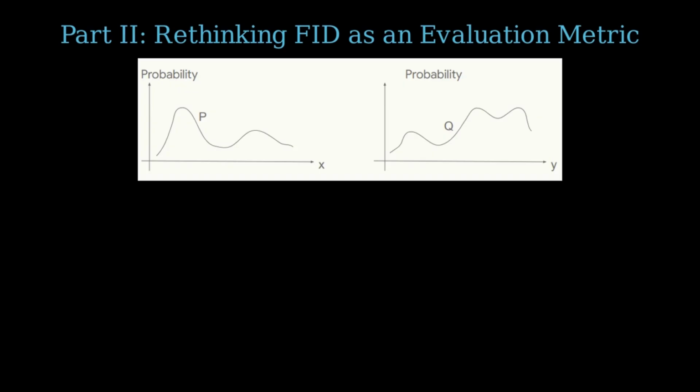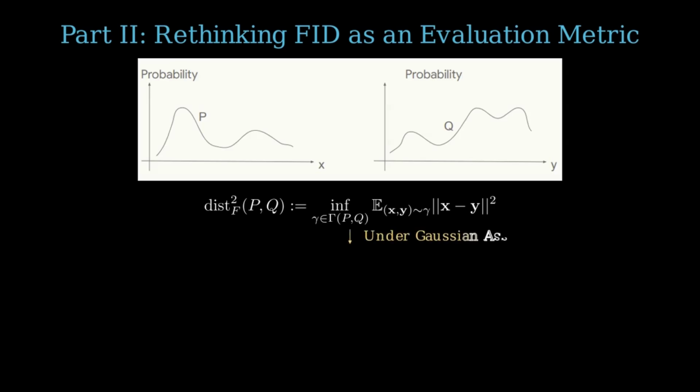At its core, evaluating a generative model is about comparing two probability distributions: the distribution of generated images, which we'll call P, and the distribution of real images, Q. Mathematically, we want to compute the distance between these two complex distributions. The general Fréchet distance does exactly this by finding the optimal transport plan, essentially solving an optimization problem over all possible joint distributions. However, computing this in a high-dimensional image space is computationally intractable.